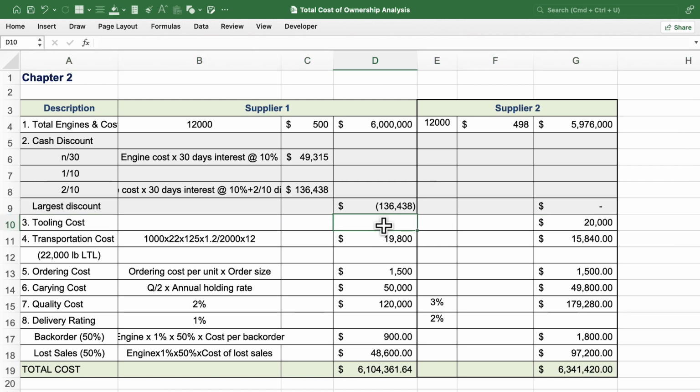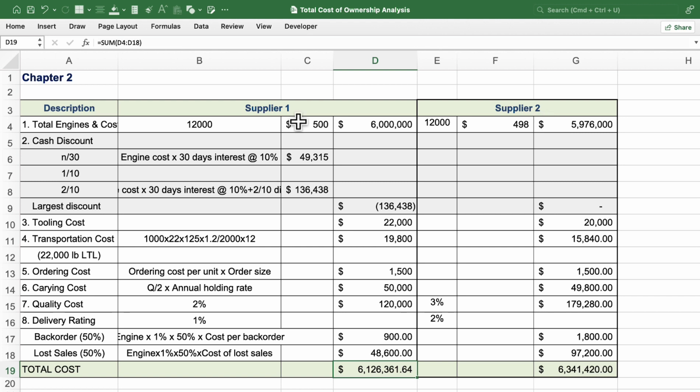There is one more cost, that's tooling cost, and tooling cost for supplier 1 is $22,000, so we will also add it here, 22,000. And if we add it, then our total cost becomes this much. So that's the total cost of ownership, which means if you do business with supplier 1, that will be the total cost incurred.